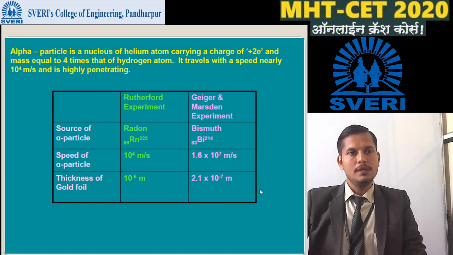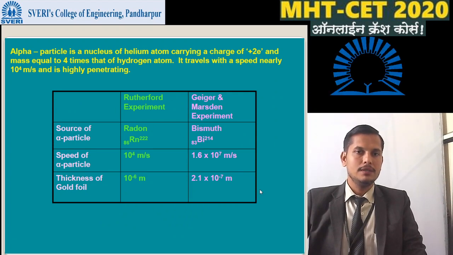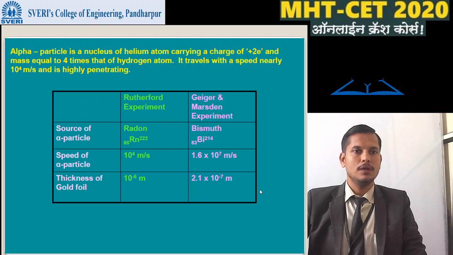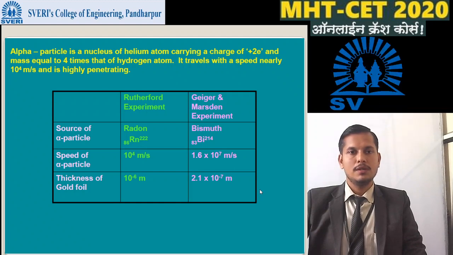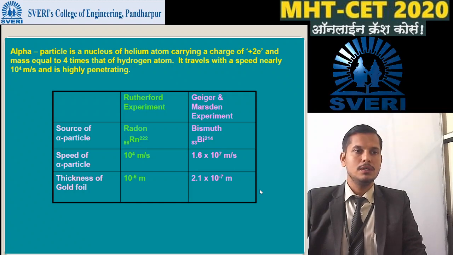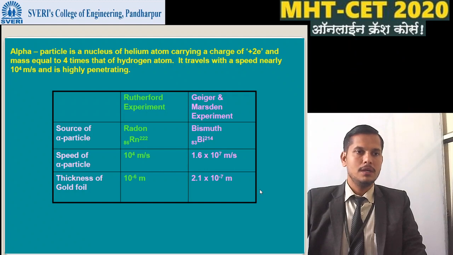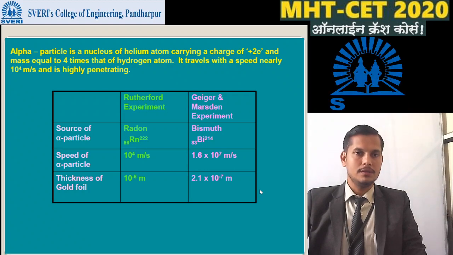An alpha particle is a nucleus of a helium atom carrying a charge of +2e and mass equal to 4 times that of a hydrogen atom. It travels with a speed of nearly 10 raised to 4 meter per second and is highly penetrating.